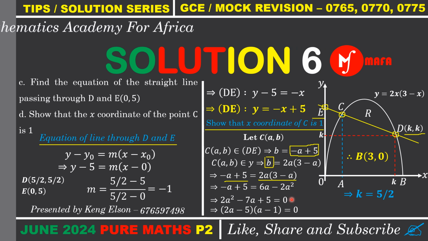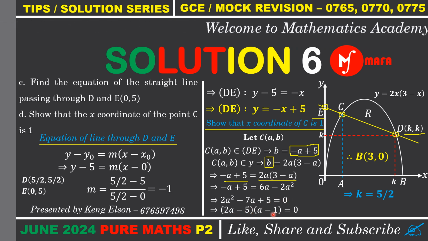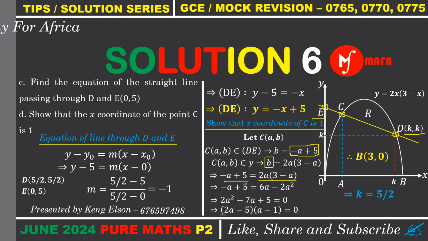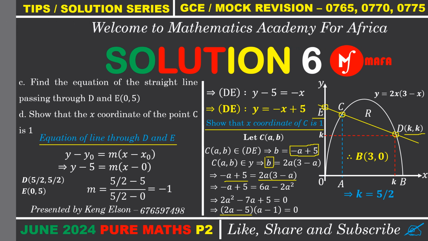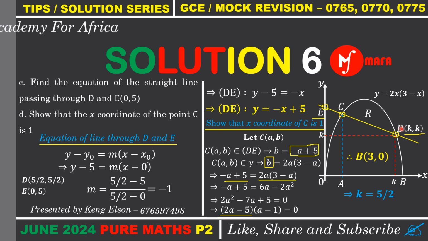We can easily factorize into (2a - 5)(a - 1). When we solve for a, if you equate 2a - 5 to 0, a gives us 5/2. But what is 5/2? 5/2 is the x coordinate of the point D.